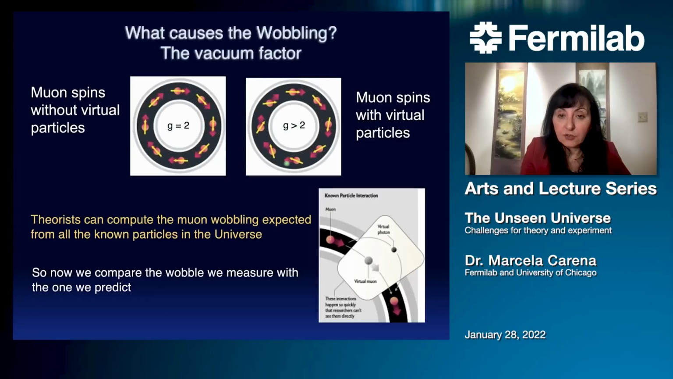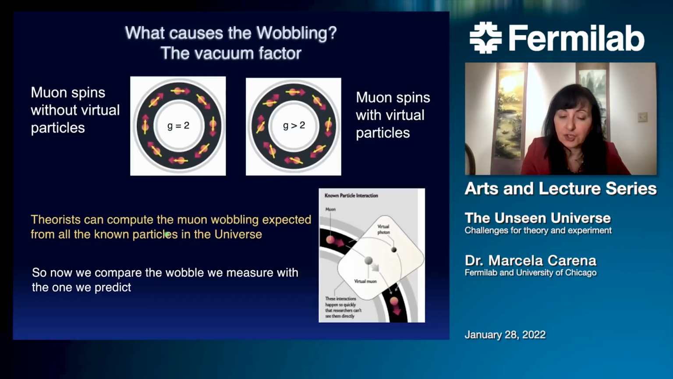So this would be the effect that will already be there if we have all the particles we know in the standard model. So nothing new needs to be there. In reality, for example, this is one example where the muon really talks to a virtual photon that springs into existence for a second and then disappears, and a virtual muon that changes its mass and then goes its own way. Okay, so we theorists, or some of us, the stronger ones, can compute the muon wobbling expected from all the known particles in the universe.